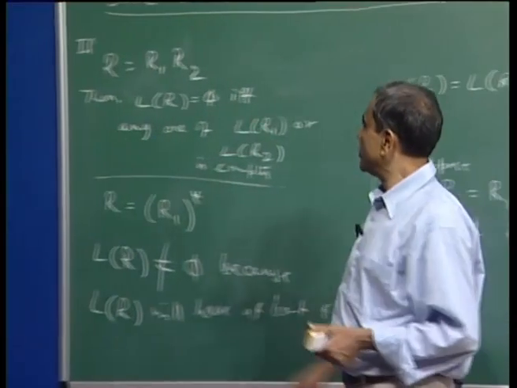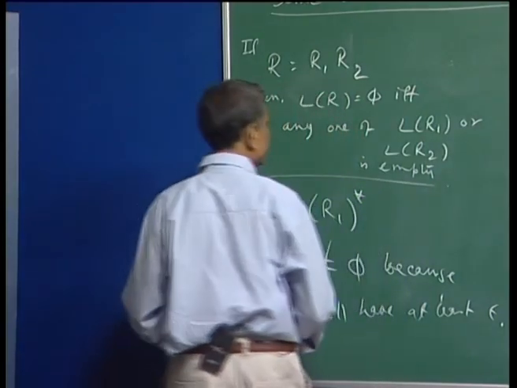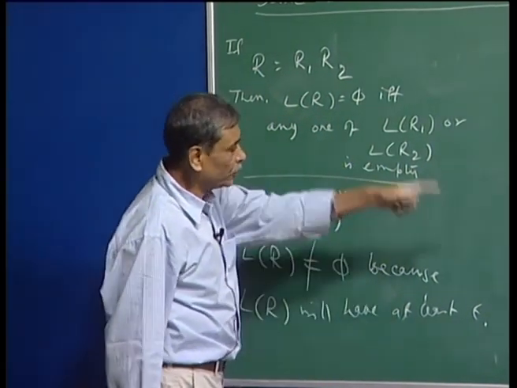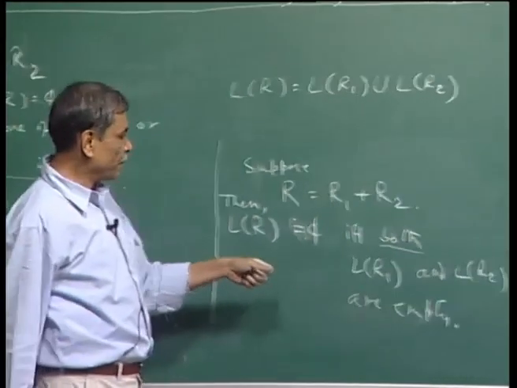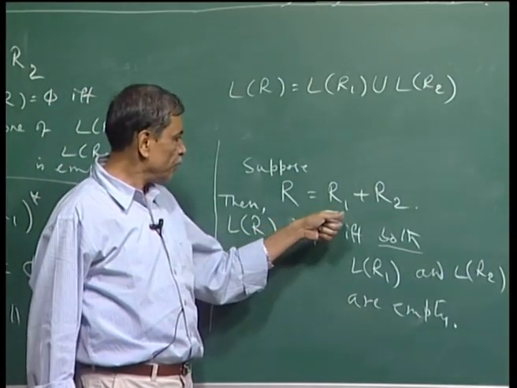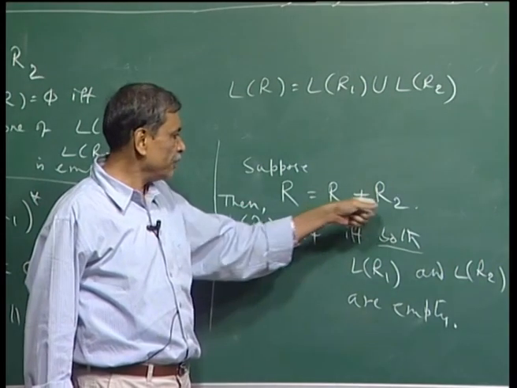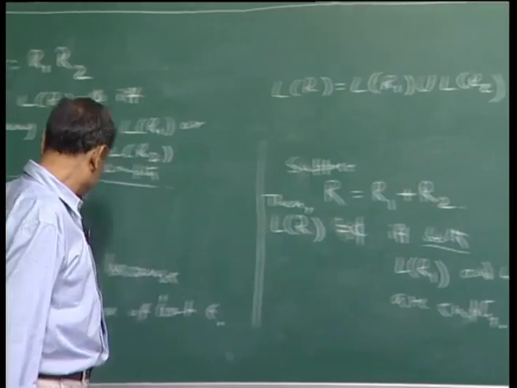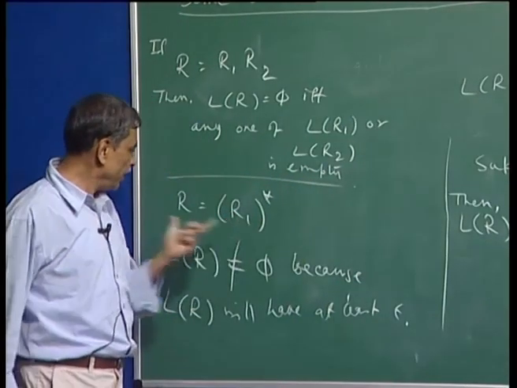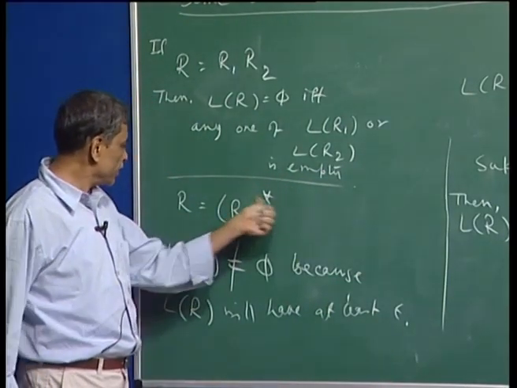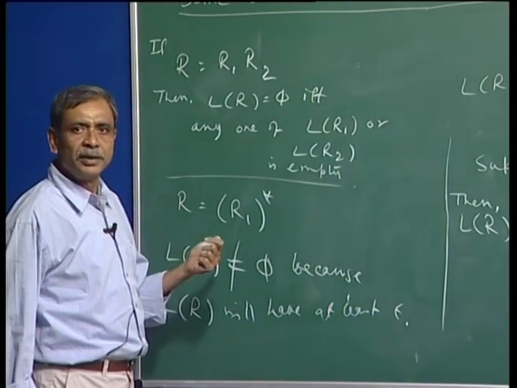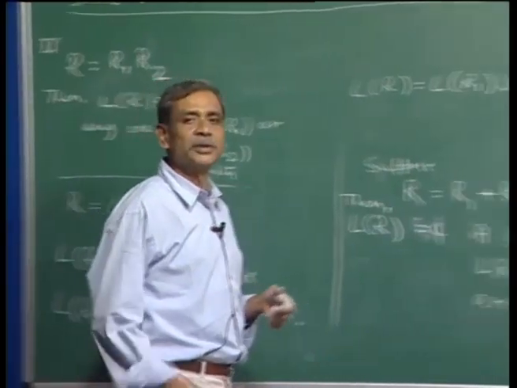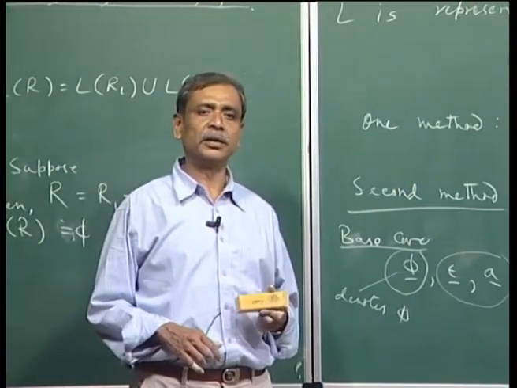Otherwise, if it is of the form R1 plus R2, then recursively decide the emptiness of R1 and emptiness of R2, and you can answer, and similarly for the other two. In this case, of course, the moment you see the regular expression is of this form, you can immediately say the regular expression denotes a non-empty language because it contains at least epsilon.